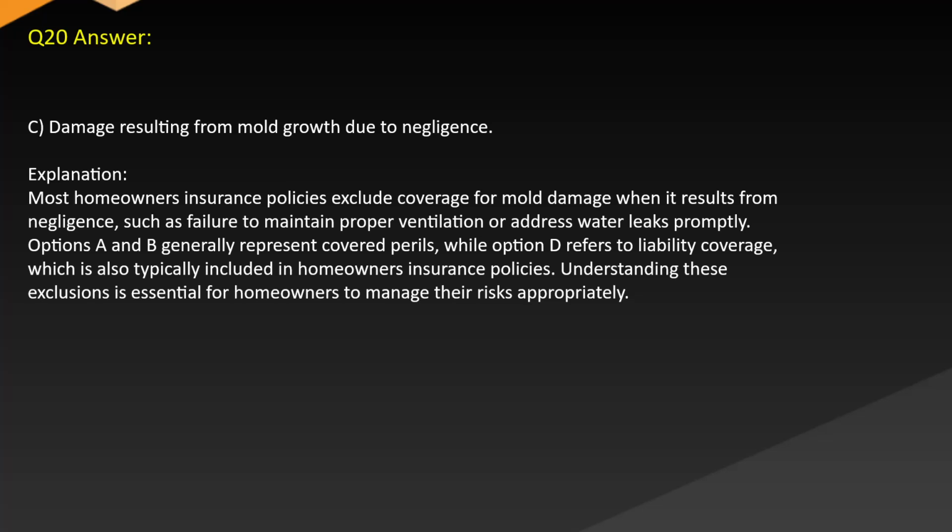Answer C. Damage resulting from mold growth due to negligence. Explanation. Most homeowners insurance policies exclude coverage for mold damage when it results from negligence, such as failure to maintain proper ventilation or address water leaks promptly. Options A and B generally represent covered perils, while option D refers to liability coverage, which is also typically included in homeowners insurance policies. Understanding these exclusions is essential for homeowners to manage their risks appropriately.